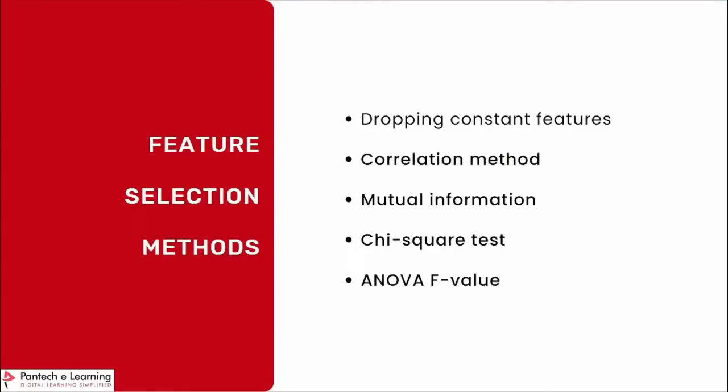So to select your features, you have some methods. One is called dropping constant features. Another one is the correlation method. Then we have mutual information. Then we have the chi-square test. Then we have the ANOVA F value. We'll see them one by one.